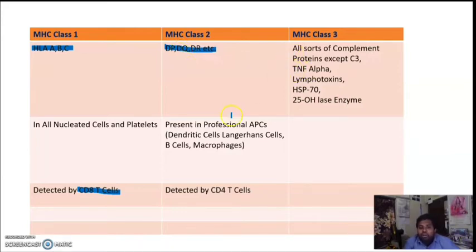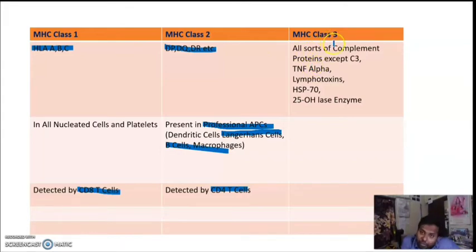Now these MHC class 2 receptors are present in professional antigen presenting cells, like Langerhans cells, which I told you about in a previous video, B cells, macrophages, etc. And they are detected by CD4 T cells. Now these CD4 T cells take them to other lymphocytes, and they differentiate and create those specific antibodies for those specific antigens. That is the part of acquired immunity.